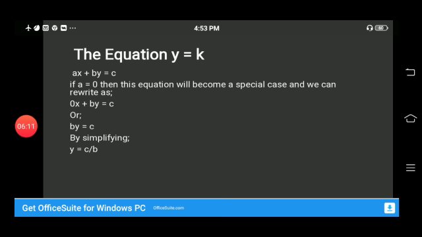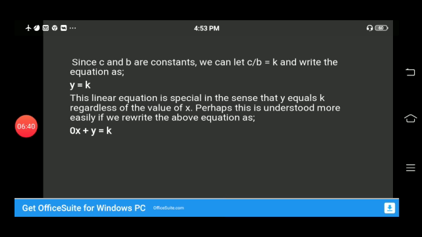Now this equation is y is equal to k, ax plus by is equal to c. Now here y is equal to k, it means x should be 0. So it would be possible only if a is equal to 0. Then this equation will become a special case and we can rewrite it as 0x plus by is equal to c, or simply by is equal to c, or by simplifying it, y is equal to c over b. Since c and b are constants, we can let c over b be equal to k and write the equation as y is equal to k.